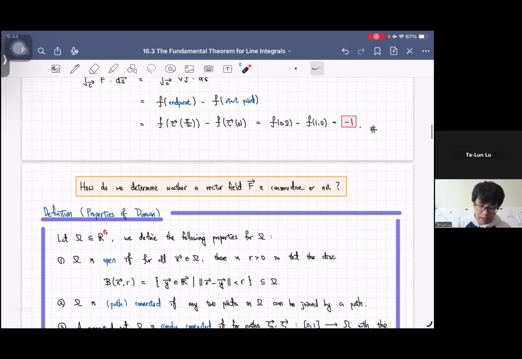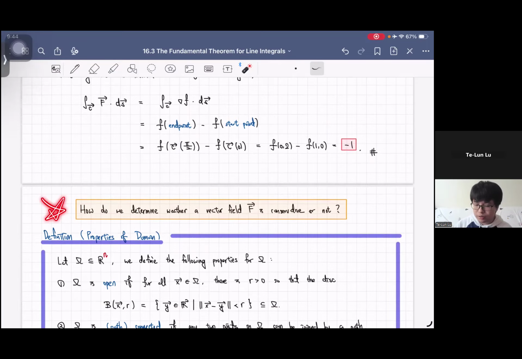Okay, so now one natural question is: under what circumstances will a vector field F be a conservative vector field or not? We have seen in our last video that there is some vector field which is not conservative, meaning that not all vector fields can be written down as a gradient. That is why we need to provide some useful criteria to show that a vector field is conservative or not.